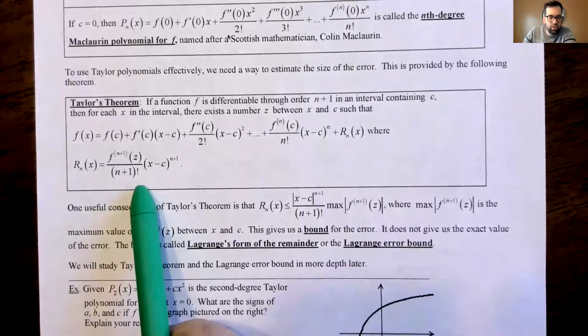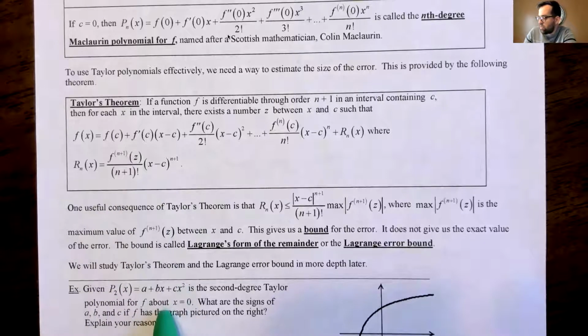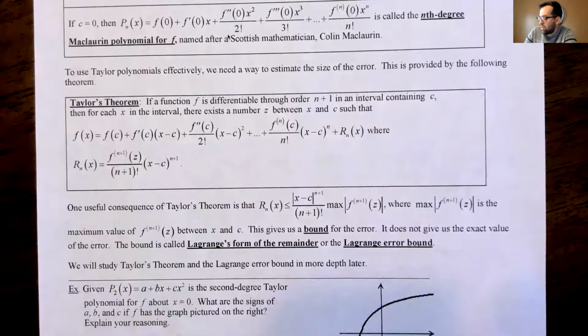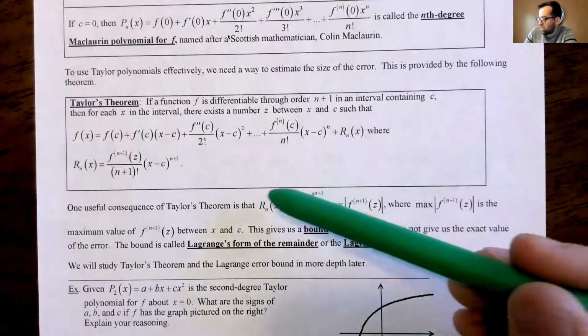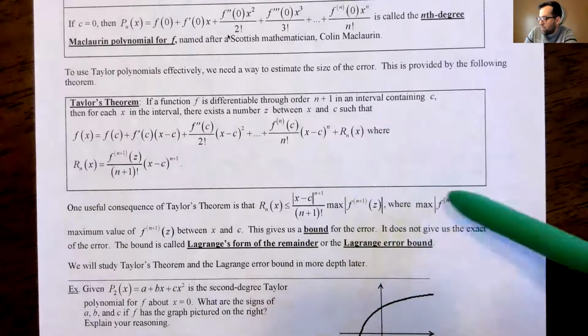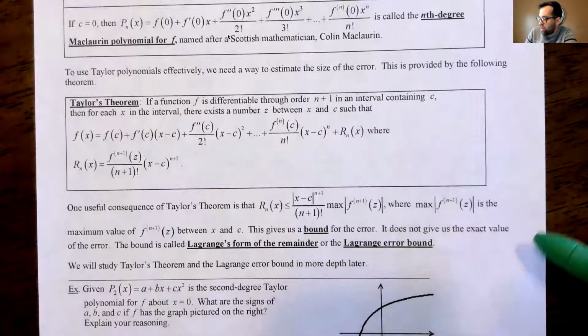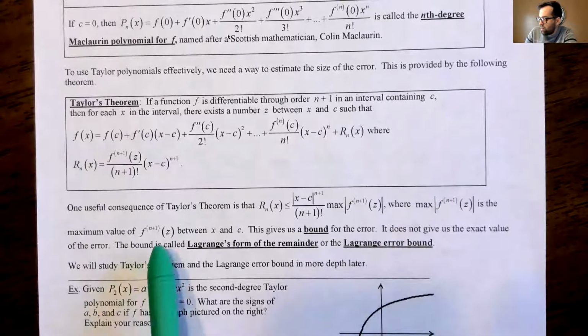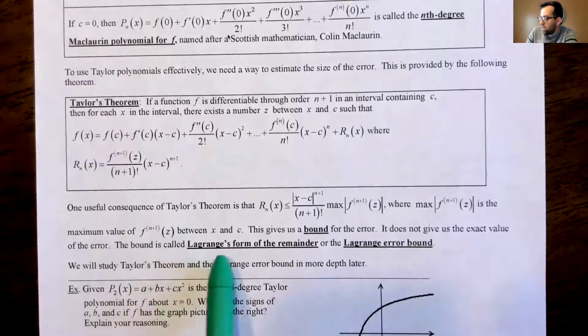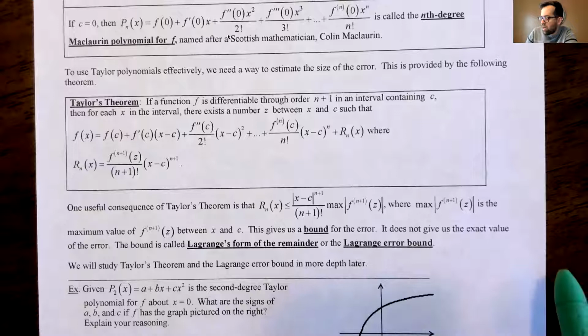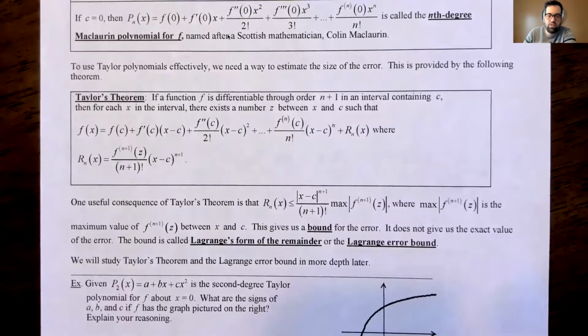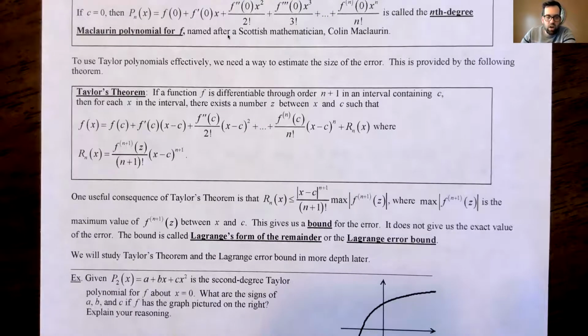So one useful consequence of Taylor's theorem is that the remainder is less than or equal to this thing where we have the maximum value of the n plus first derivative of z between x and c. This gives us a bound for the error. It does not give us an exact value of the error. The bound is called Lagrange's form of the remainder, or the Lagrange error bound. We're going to study this in more depth later. So that's just something to introduce to you, this idea of Lagrange error bound.